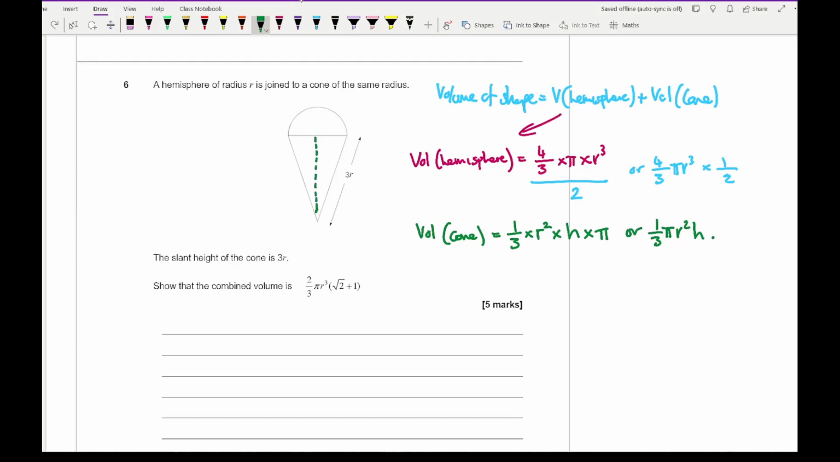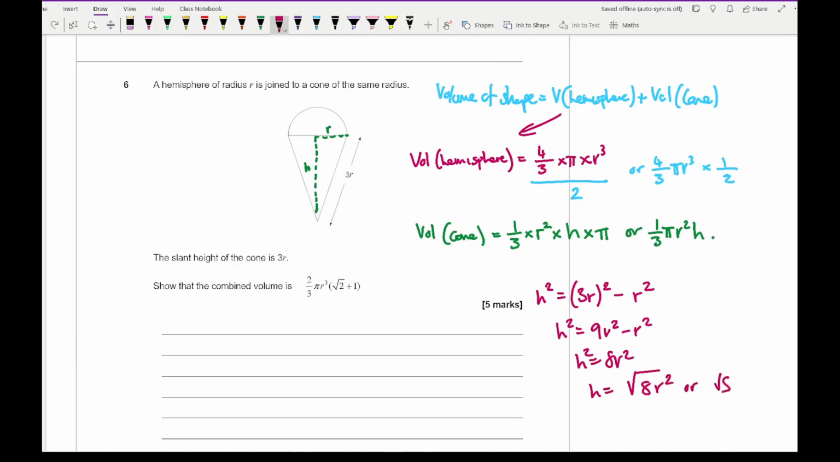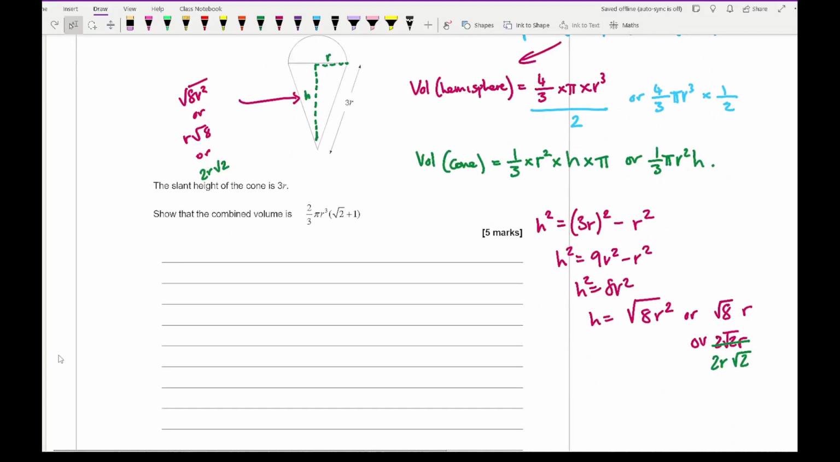So what I need to do first is work out what h is, and so therefore we need to use Pythagoras. So what I've got is h squared equals 3r squared minus r squared. So h squared equals 9r squared minus r squared. So h squared equals 8r squared. So h equals square root of 8r squared, or root 8r, or 2 root 2r. So now I've got all the components.